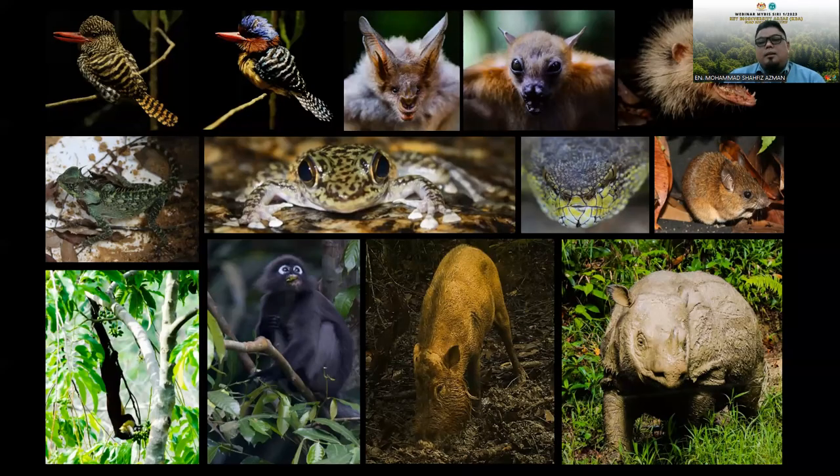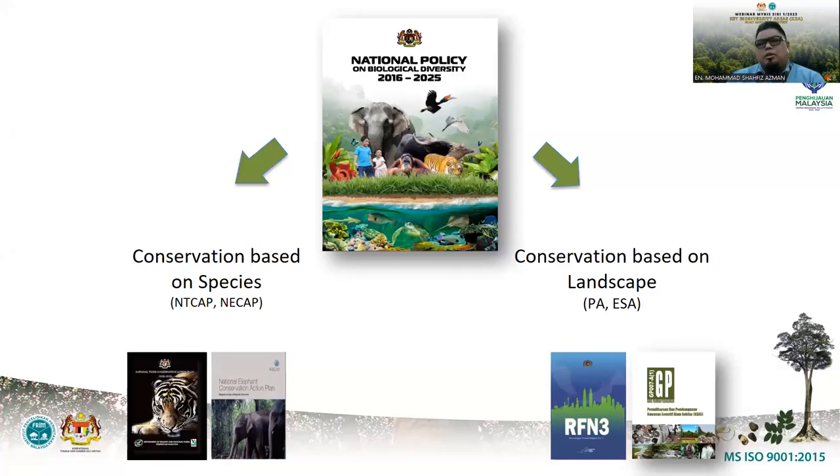Tabin. Jadi Malaysia berdasarkan National Policy on Biological Diversity, terdapat dua approach. There are two approaches that have been carried out for Malaysia, especially focusing on conservation, particularly based on species per se. So we have National Tiger Conservation Action Plan, NTCAP, and National Elephant Conservation Action Plan. Then based on landscape approach, we have at least now sudah ke RFN3, dah RFN4. Dan juga berdasarkan garis panduan, kawasan sensitif alam sekitar. Dan banyak lagi, PA stands for kawasan perlindungan ataupun protected area. ESA adalah environmentally sensitive area.